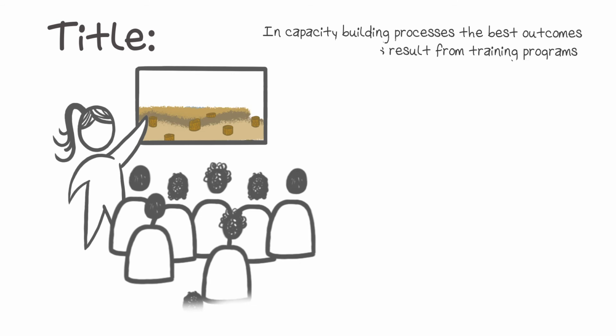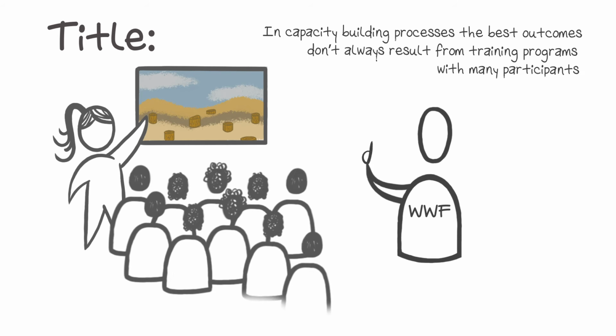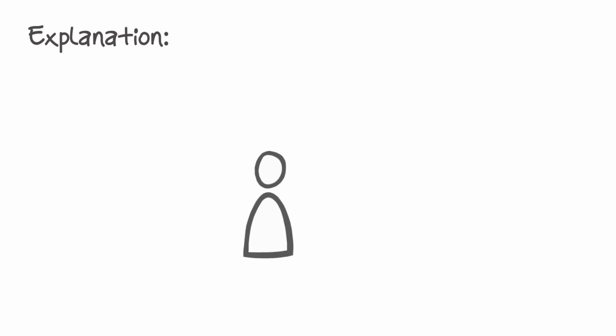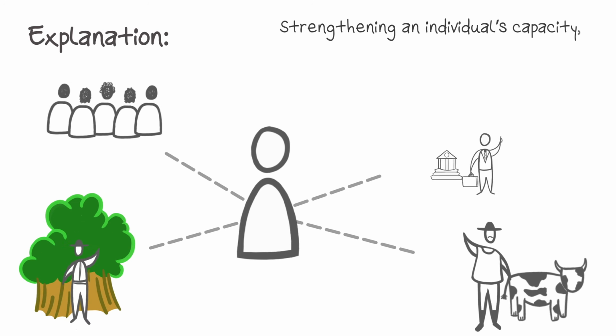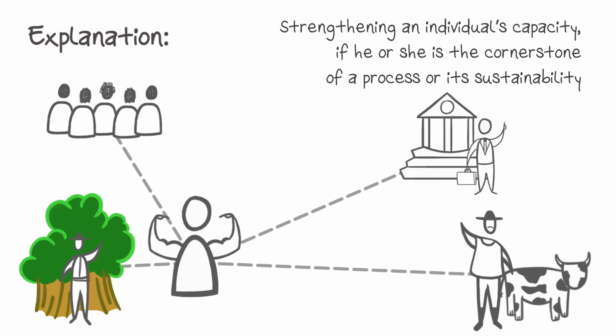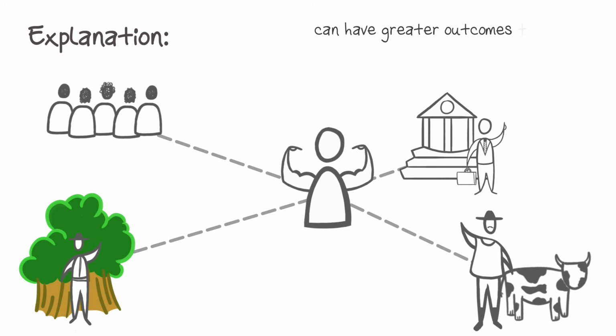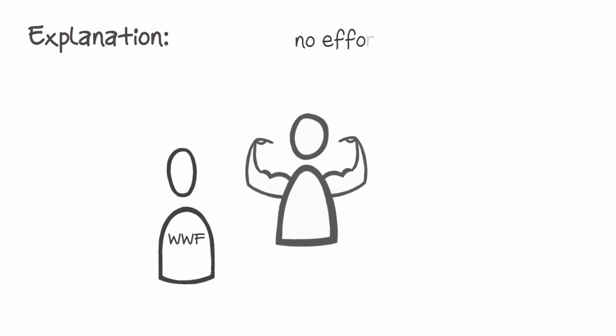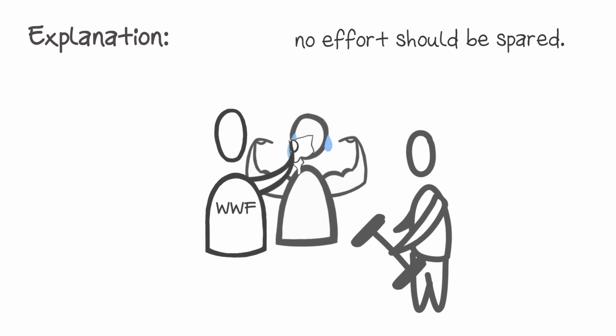Title. In capacity building processes, the best outcomes don't always result from training programs with many participants. Explanation. Strengthening an individual's capacity, if he or she is the cornerstone of a process or its sustainability, can have greater outcomes than the program with a group of people. No effort should be spared in building this individual capacity.